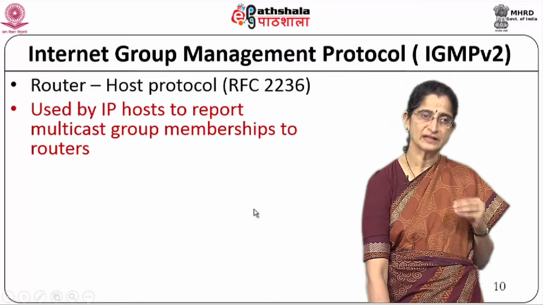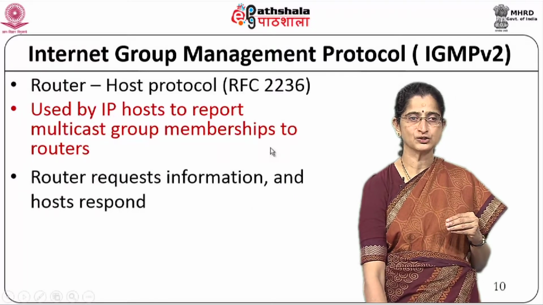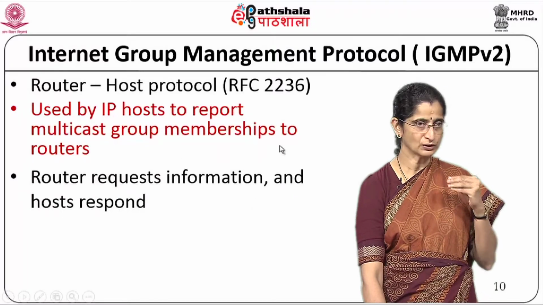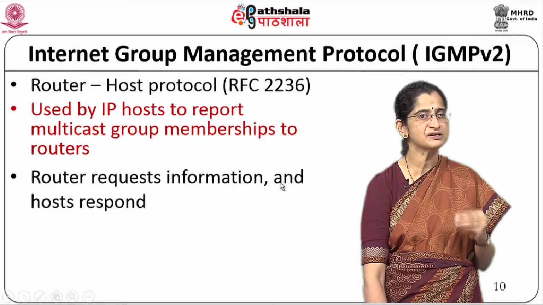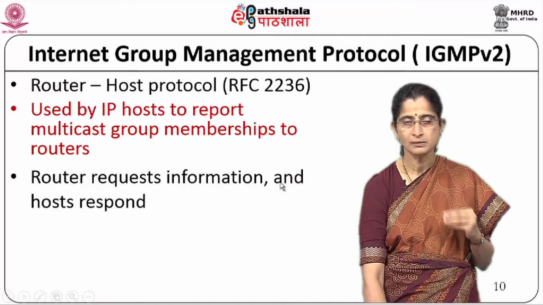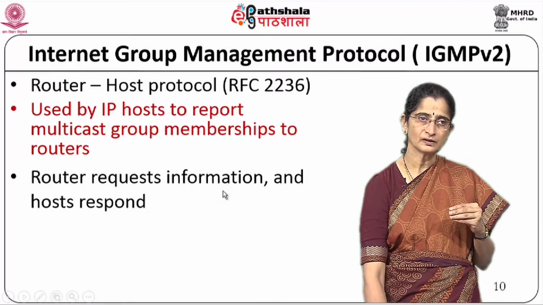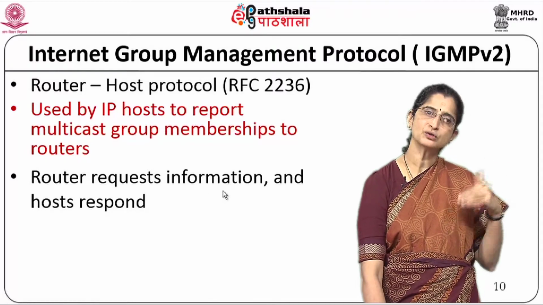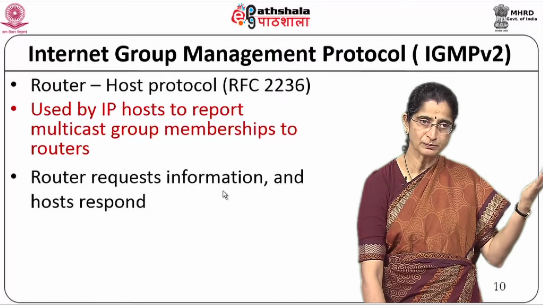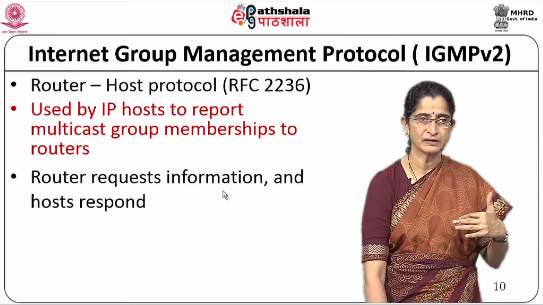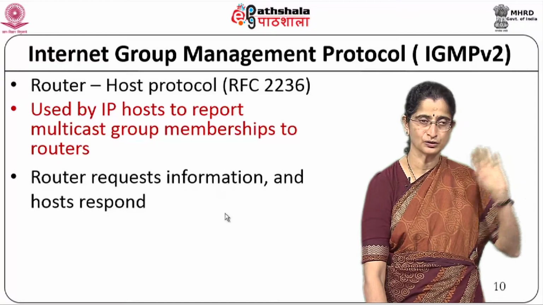So, it is used by the IP hosts to report multicast group memberships to the routers. The hosts have to inform the routers that they are interested in receiving packets which are meant for a particular multicast group. The router then will have to use that information to communicate with the multicast routing protocol, so that it is able to receive the packets meant for that particular group. Okay, that is the router's job.